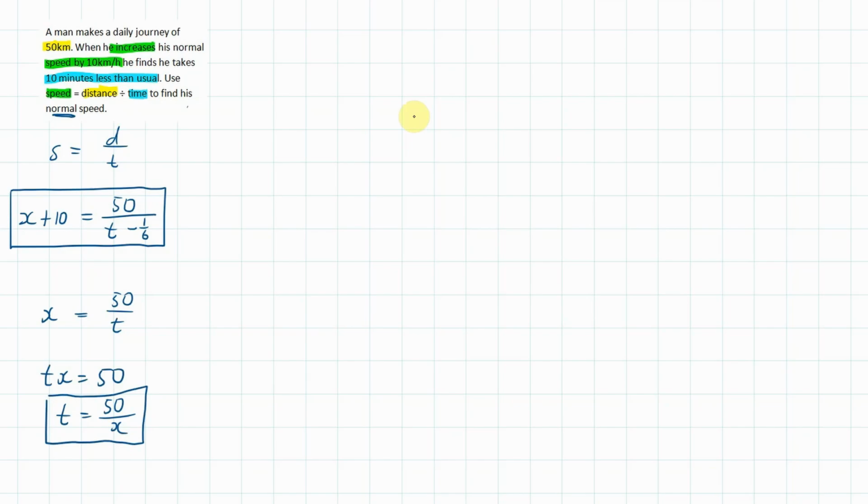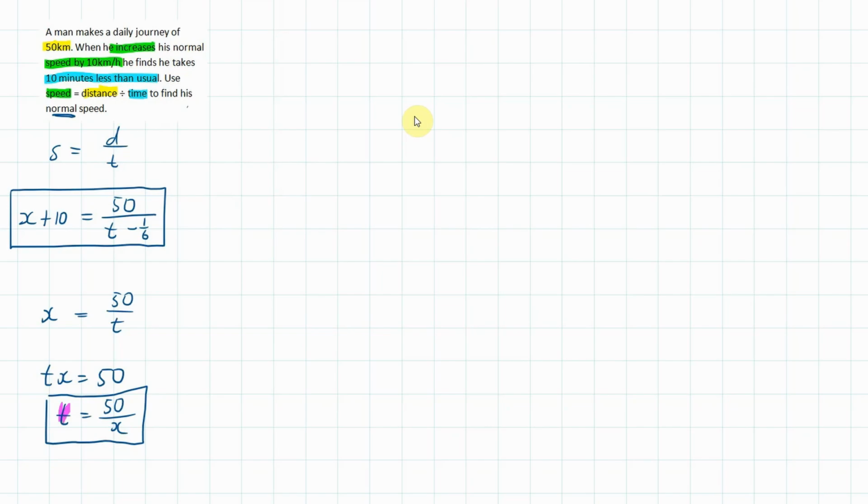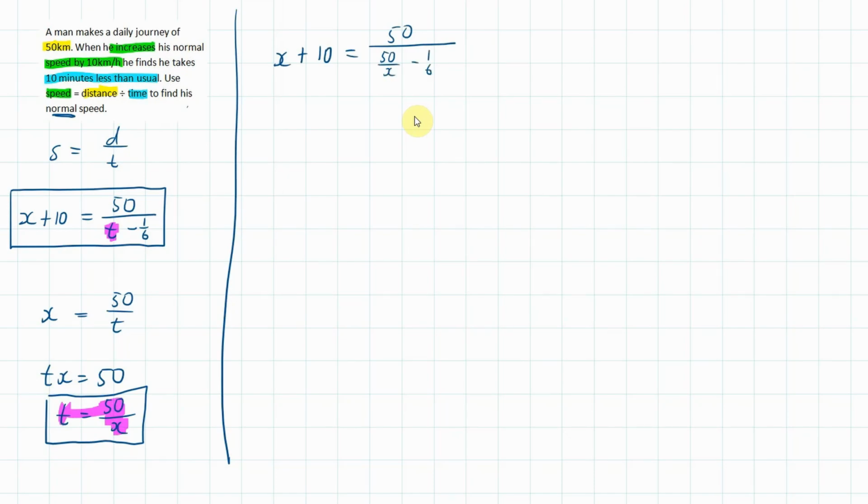Now what you can see hopefully at this point is that we can take the value of t, which we know is 50 over x, and insert it into this bit here. So that is what I'm going to do now. I've got x plus 10 on the left hand side equal to 50 over, now t is 50 over x, minus 1/6. Now this is quite tricky, and it's probably a little bit hard for Year 9 level, I think, to be honest.